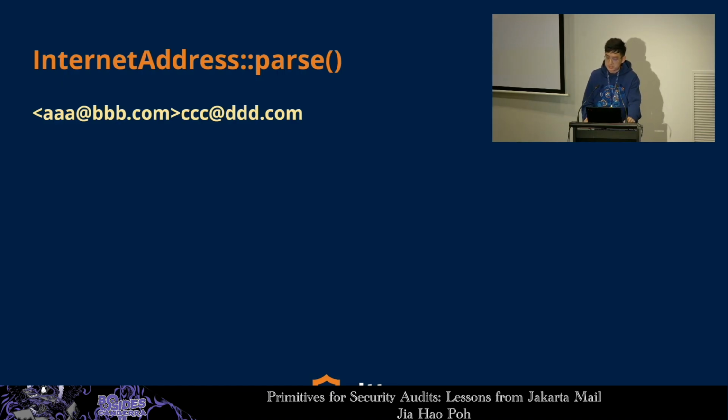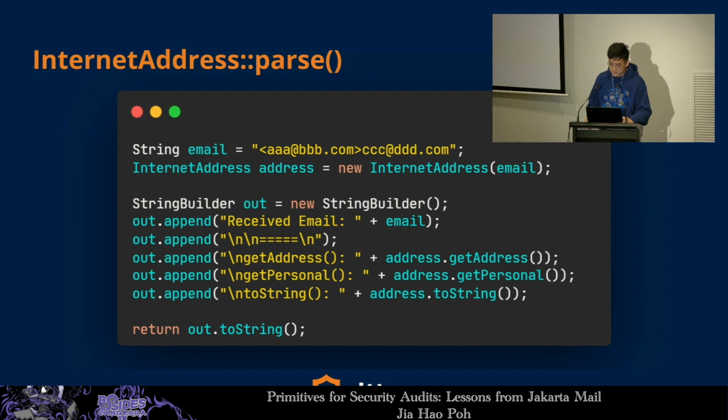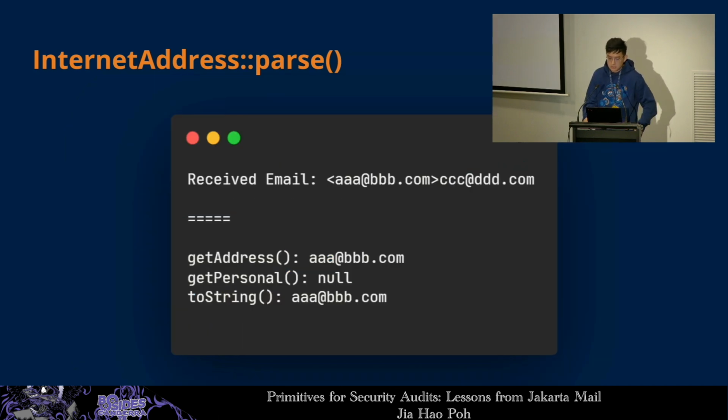If we look at the parse method next, we can see how it can cause confusion when parsing complex email addresses. In this implementation, this method takes in a single string and attempts to parse it according to RFC 822. We'll use this string here as an example. There's an email address wrapped in angle brackets, followed by another email address. So how do you think this is going to be parsed? Well, it seems that only the portion in the angle brackets was extracted as the actual email address.